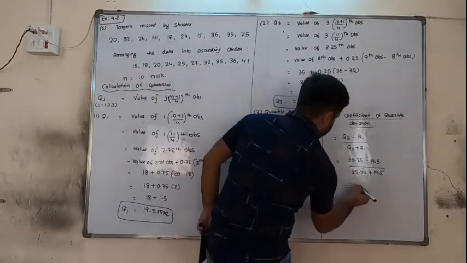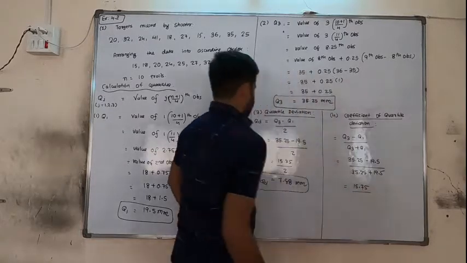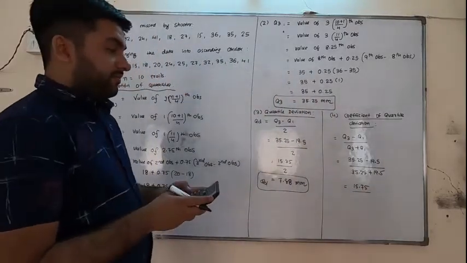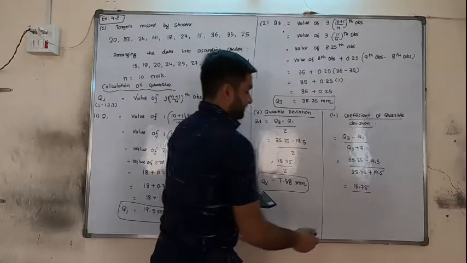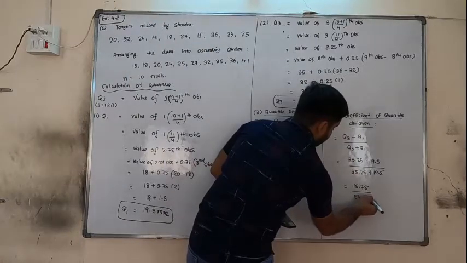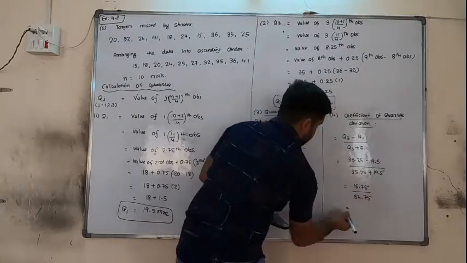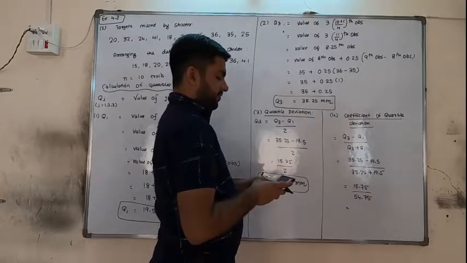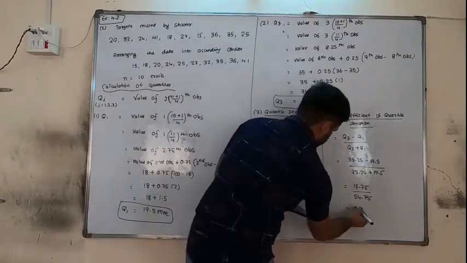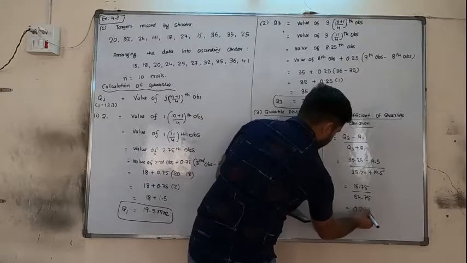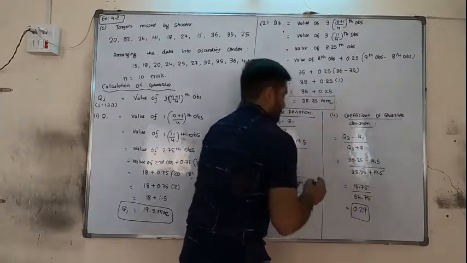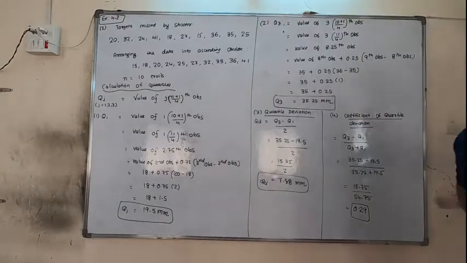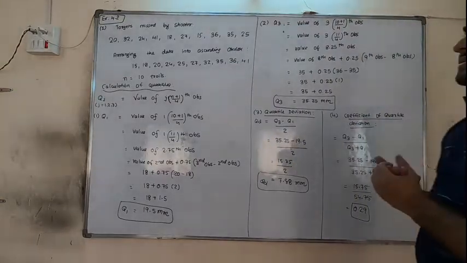Numerator we have 15.75. Denominator, 35.25 plus 19.5 is 54.75. Now 15.75 divided by 54.75, it's 0.287, so 0.29. So this is the method to solve the sum, my friends.